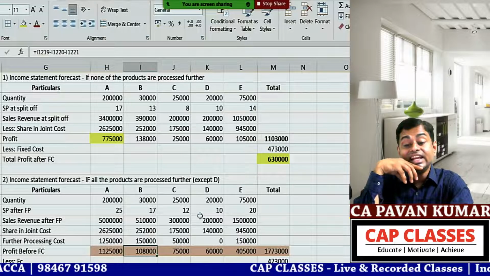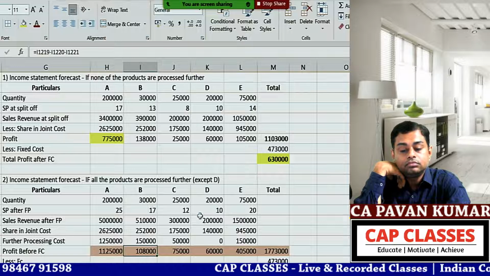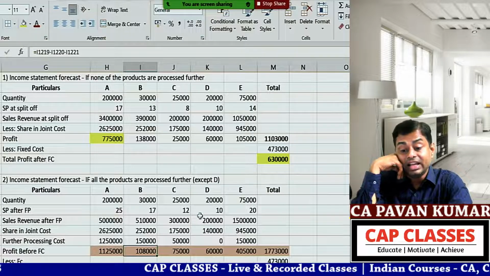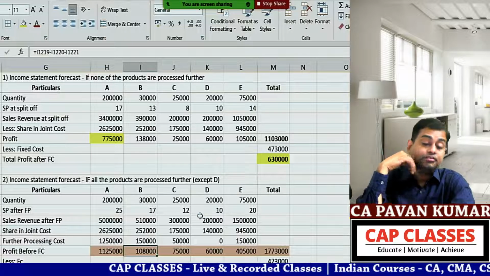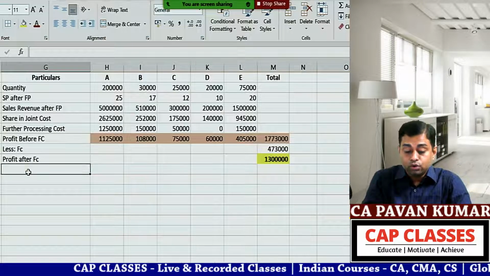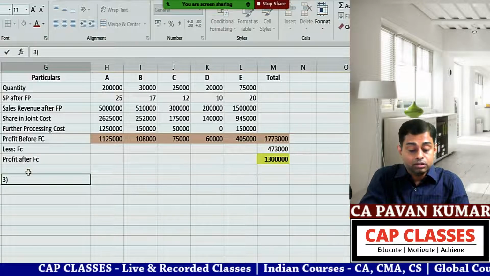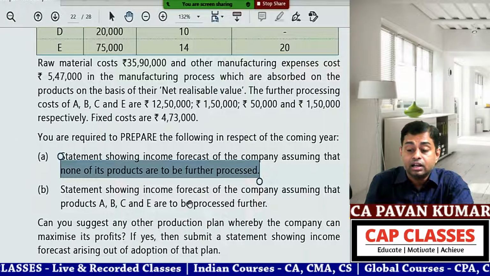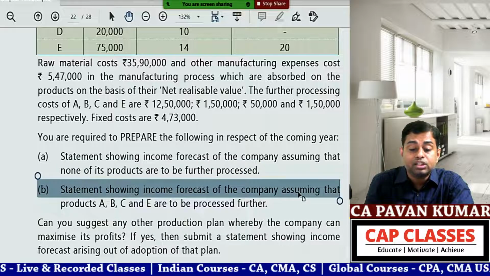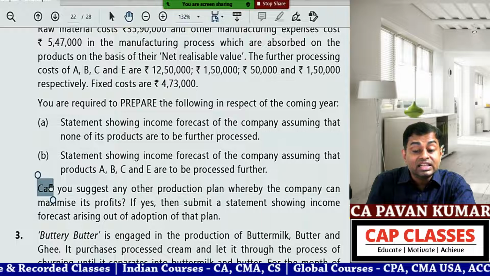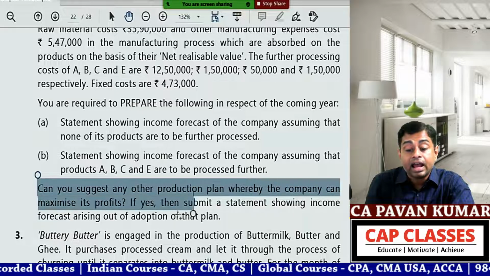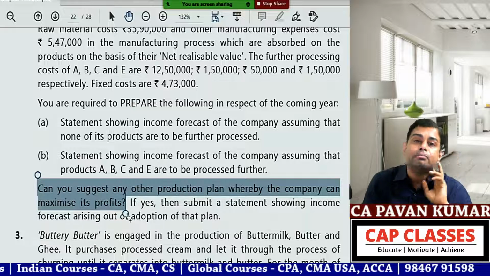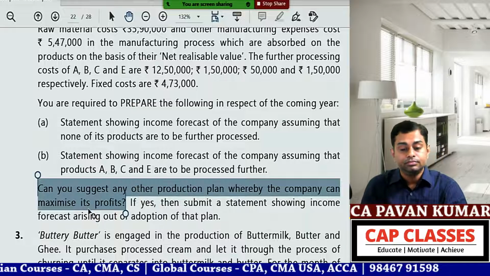So what about product C? Yes, sir. Product D, indifferent. So there is no further processing. Product E? Yes, sir, we have to do. So this is our statement 3. They asked here, assuming that none of the products are processed further, assuming that all the products are processed further, can you suggest any other production plan whereby the company can maximize profits? If yes, what is the income there? This is our third question.